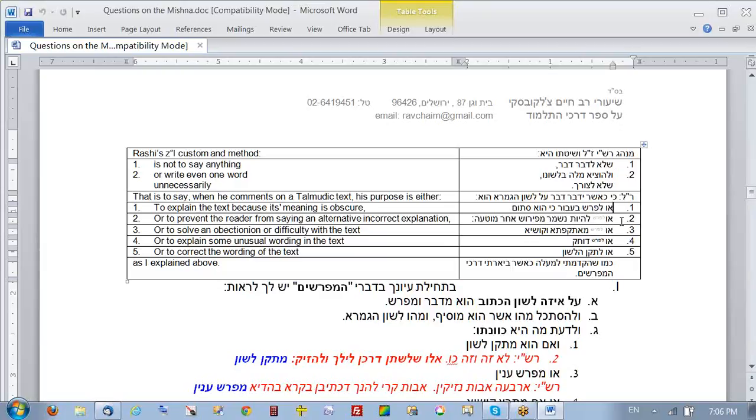Things which are satum, which are closed, where you don't have any idea what the physical word means at all, what the language means at all, so he has to explain it. The second thing is, O lihios nishmar mi perish.